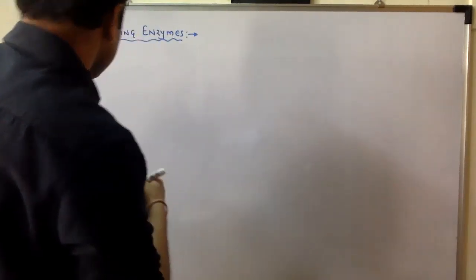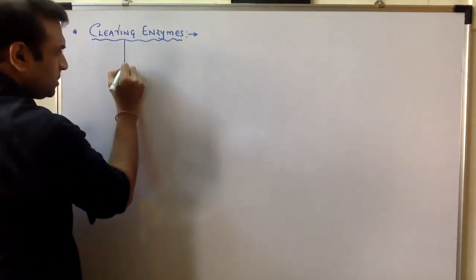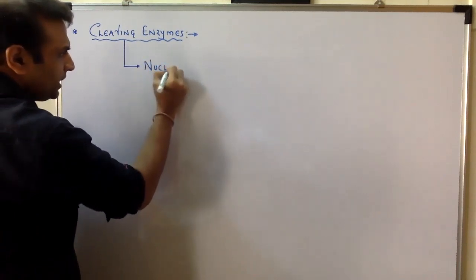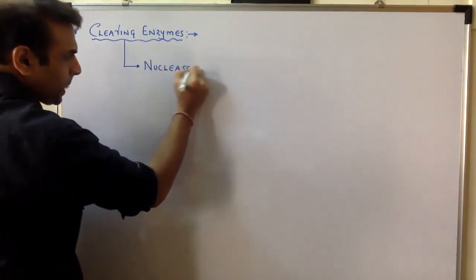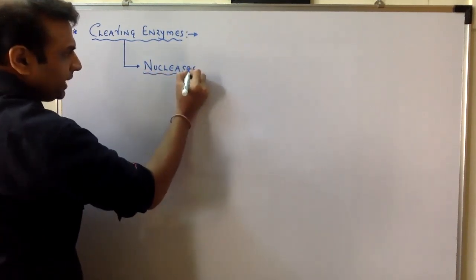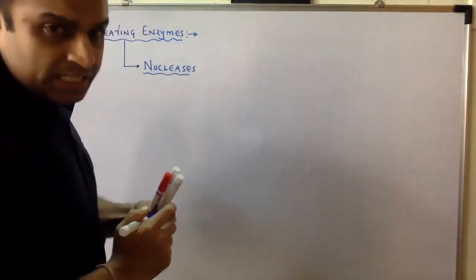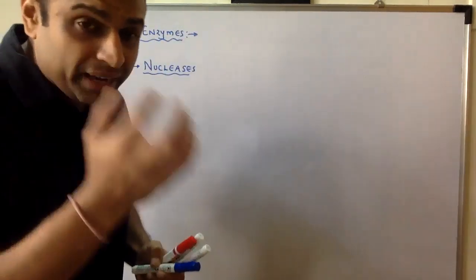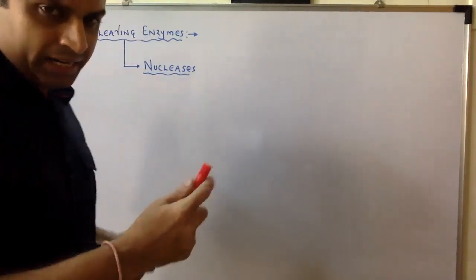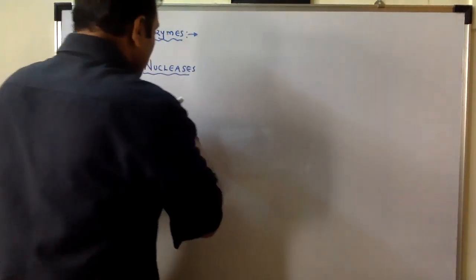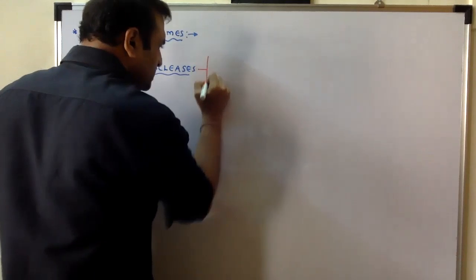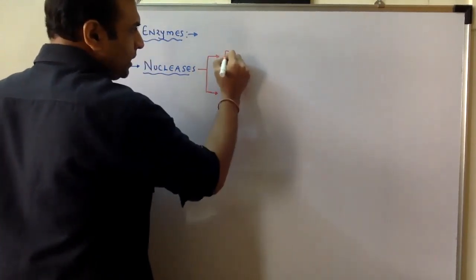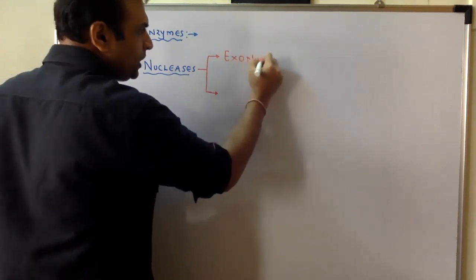Now listen, these cleaving enzymes belong to a class of enzymes called nucleases. Now when I use the word nucleases, these are those enzymes which have the ability to cut a nucleic acid. It can be either a DNA or it can be RNA. Okay. Now, we have divided nucleases again into two categories. The first one are called exonucleases.